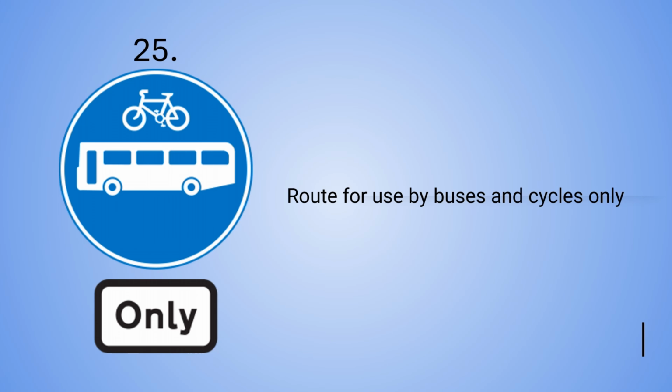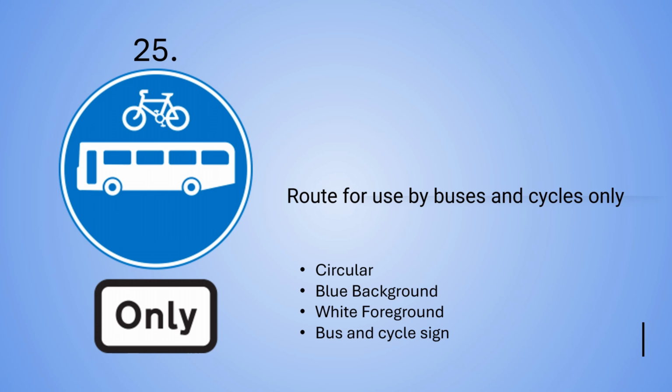Sign number 25 means that this route is for use by buses and cycles only. The sign is circular or round in shape on a blue background with a white foreground, and it's a bus and cycle sign. And if we have a look at this sign, you can see in the circular shape you have the bicycle on top, you have the bus on the bottom, and then underneath you will have the word only written, which means that this route is only used by bicycles and buses.